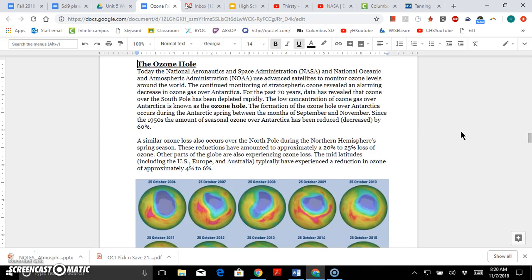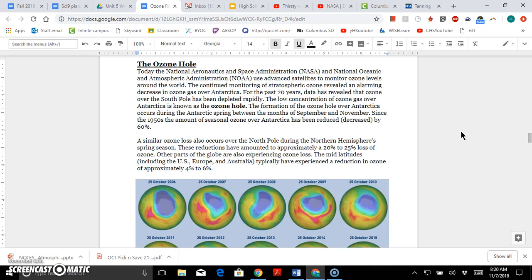The ozone hole. Today, the National Aeronautics and Space Administration, NASA, and the National Oceanic and Atmospheric Administration, NOAA, have advanced satellites to monitor ozone levels around the world. The continued monitoring of stratospheric ozone revealed an alarming decrease in ozone gas over Antarctica. For the past 20 years, data has revealed that ozone over the South Pole has depleted rapidly. The low concentration of ozone gas over Antarctica is known as the ozone hole.